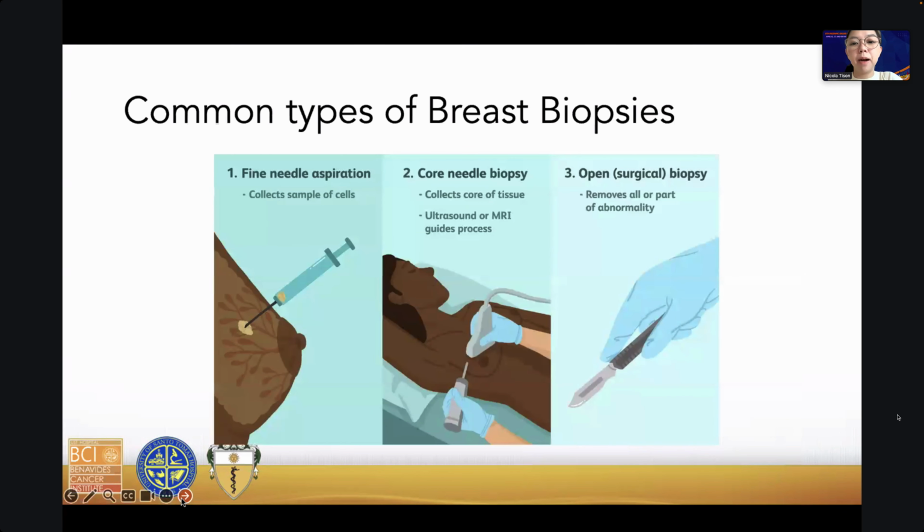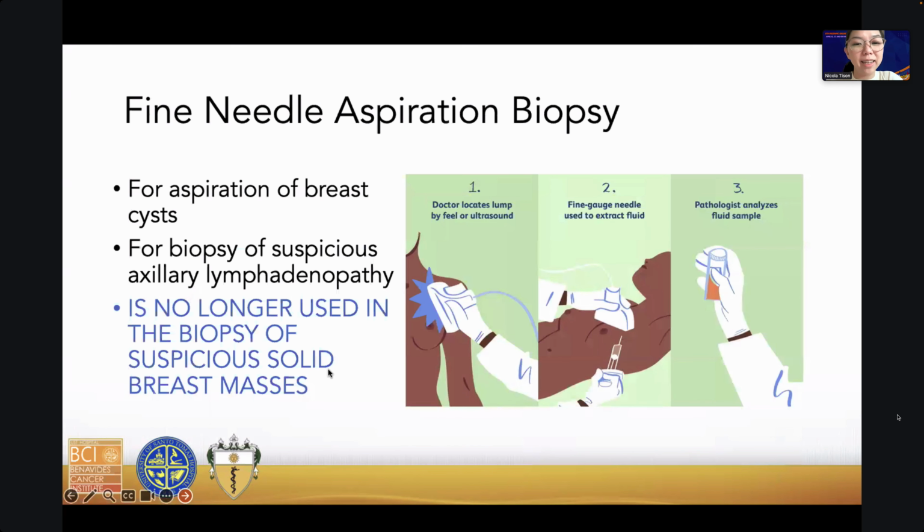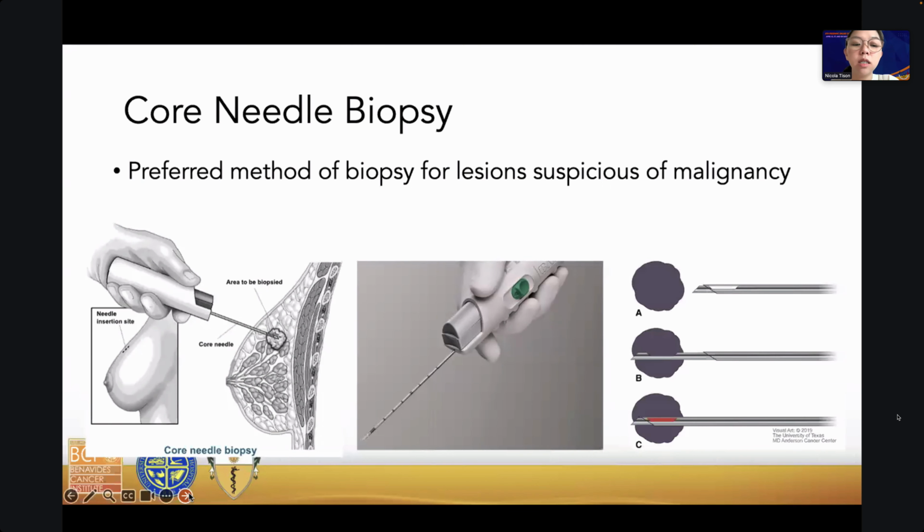Next, we go to the different biopsy techniques. So I'm just showing this to emphasize that there is really no more role for a fine needle aspiration biopsy in the biopsy of any solid breast mass. So we usually only use this if, for example, you have suspicious appearing lymph nodes in a patient also with a suspicious breast mass. Then we can do a fine needle aspiration biopsy of the axillary lymph nodes. Or if you have a patient with a symptomatic breast cyst, then we can do cyst aspiration. But for any solid breast mass that warrants a biopsy, we do a core needle biopsy.